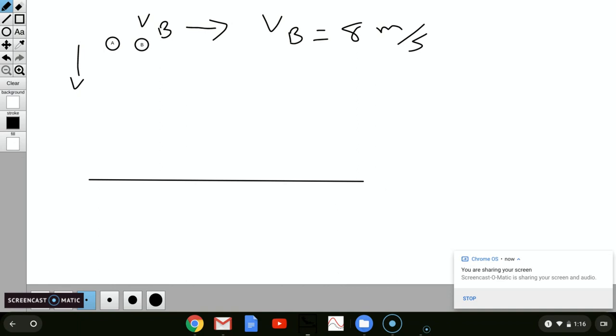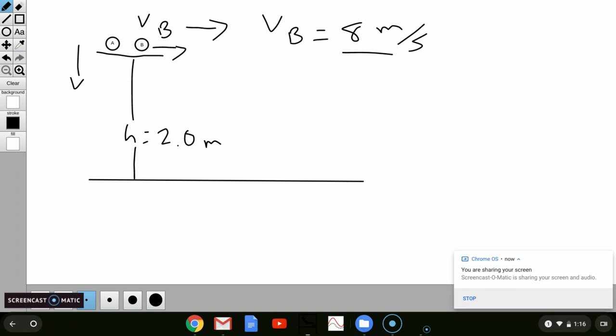The other thing we're going to note is their height off the ground, so this distance right here, this height, we're going to say that's 2 meters. So what I want to know is if object A is dropped at the exact same time that object B is launched horizontally at 8 meters per second, where will object B land.